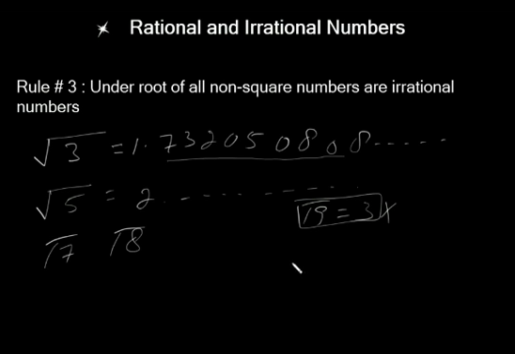In the same way, if I take the square root of a square number, let's suppose this time 16, which equals 4, and 4 is a rational number because it can be written as 4 over 1. So it means that we are only allowed to take the square root of non-square numbers. That will give you an irrational number.